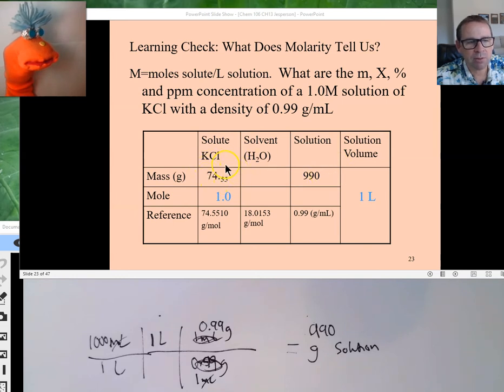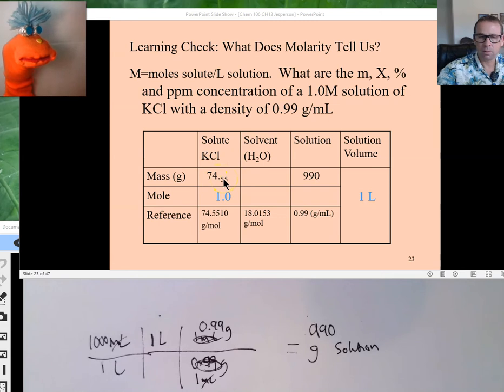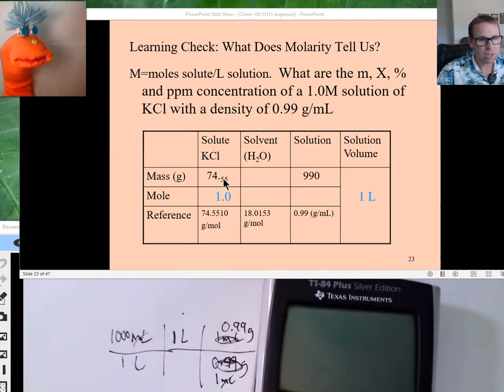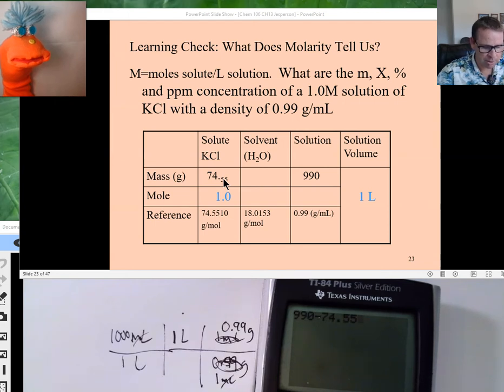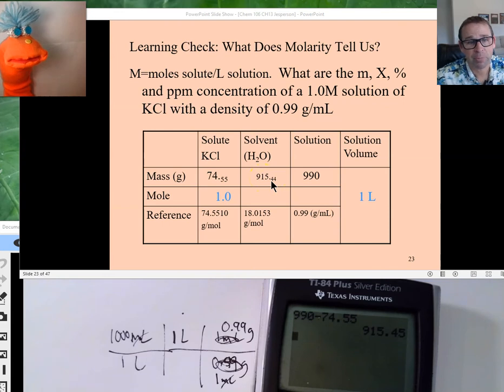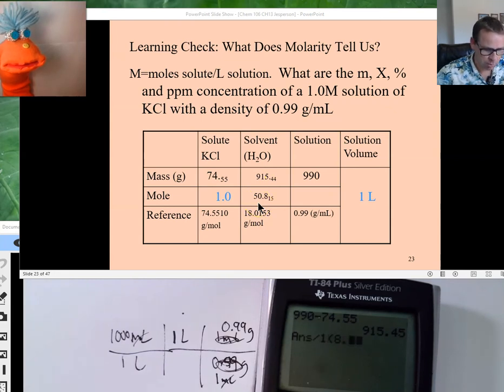So now I can see if I had 990 grams of solution, of those grams of solution, 74.55 were the grams of solute, because the solution is made up of solute and solvent. So if I just take the 990 and subtract the 74.55, I can then identify 915.45 grams of solvent. And from this grams of solvent, if I had 18 grams for every mole, I could tell you how many moles of solvent. So 915 divided by my 18.01, that's where we get our moles of solvent.